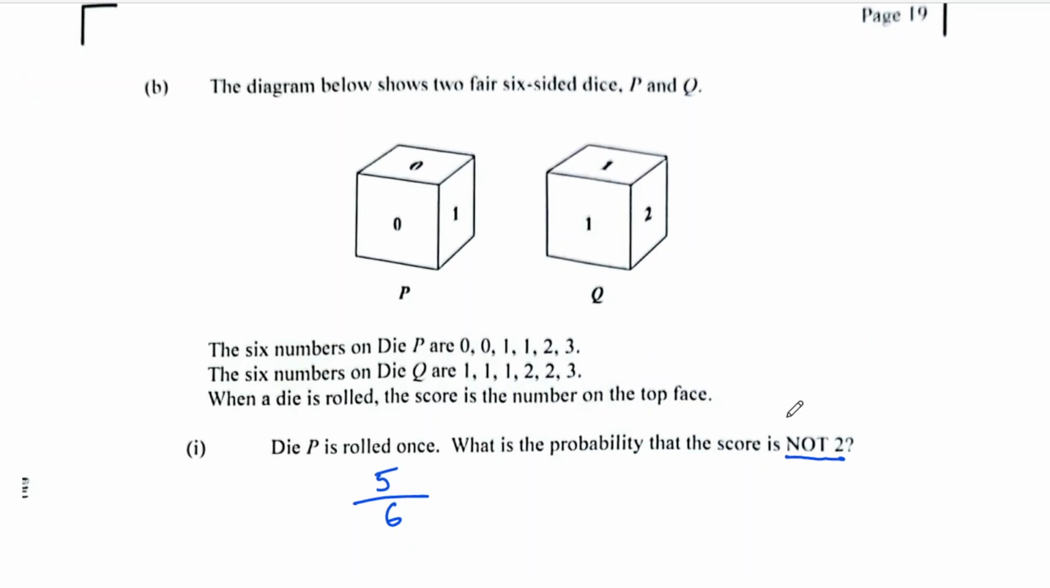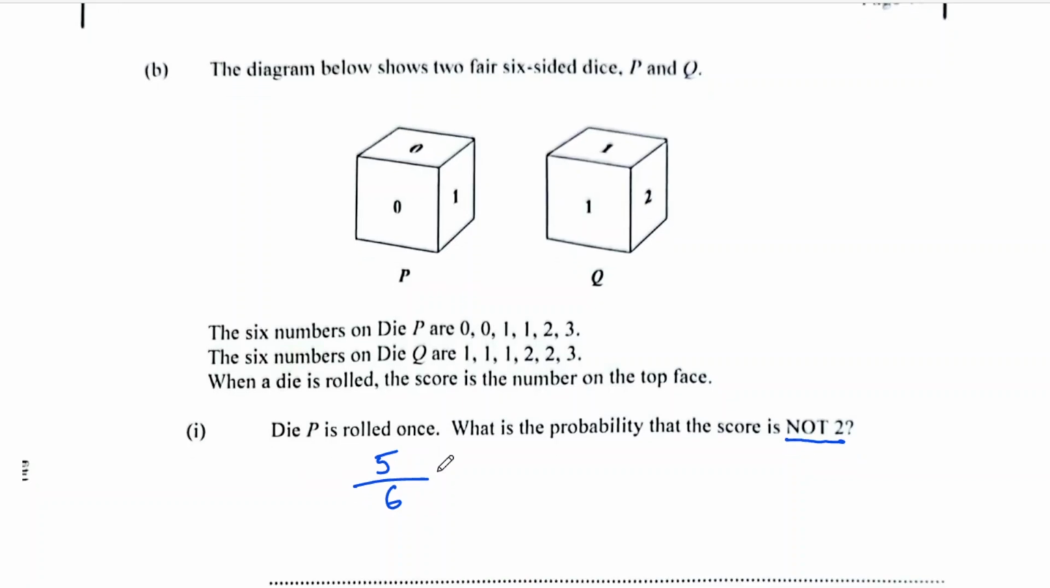Or we could just find the probability of it occurring, which is 1/6, and subtract it from the whole, which is 1 minus 1/6, and we will still get 5/6. So either way, we could look at that question.